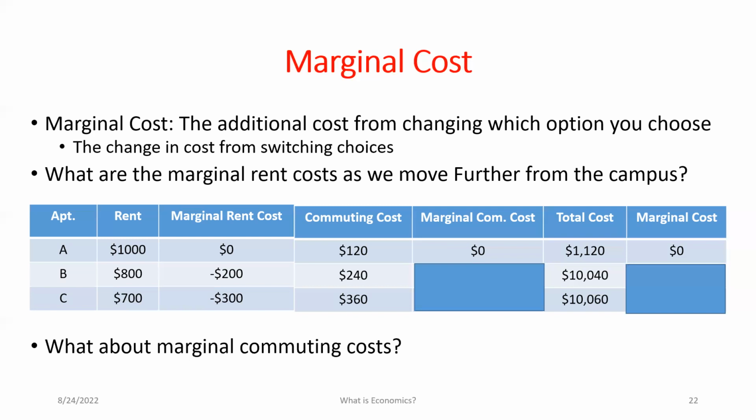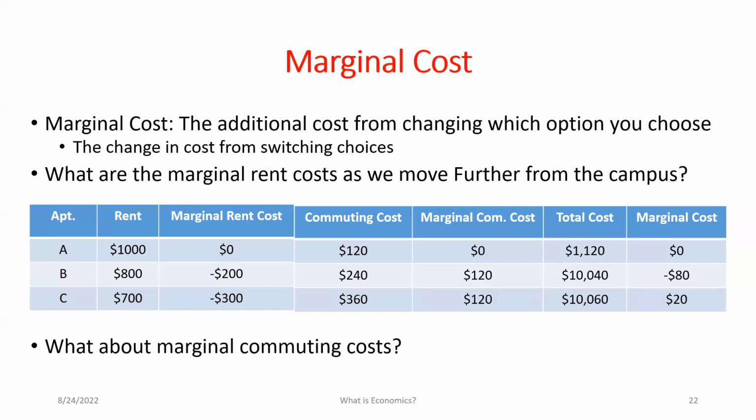So we look at commuting costs. We think about choosing option B over option A. The additional commuting cost would be $120 more. My commuting cost would go from 120 to 240. So there, the additional cost of choosing option B will actually increase our costs.